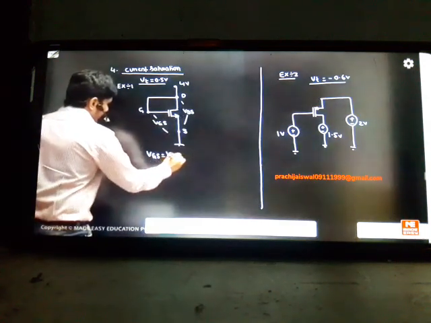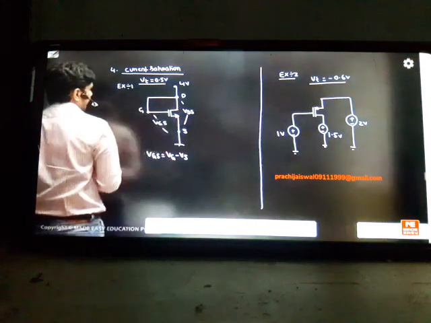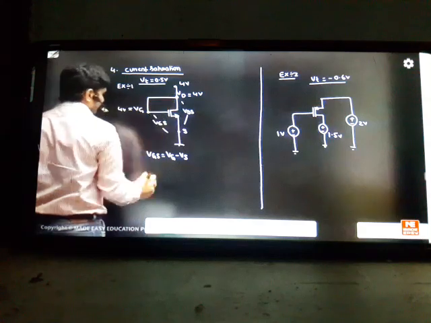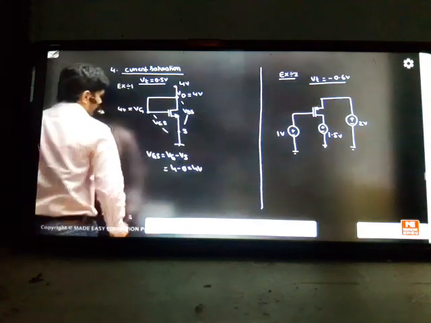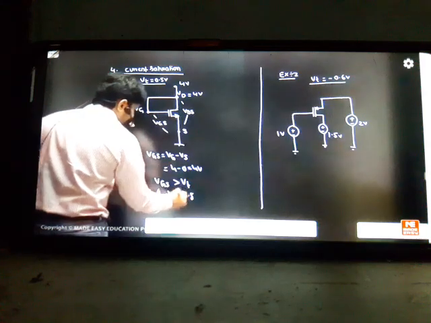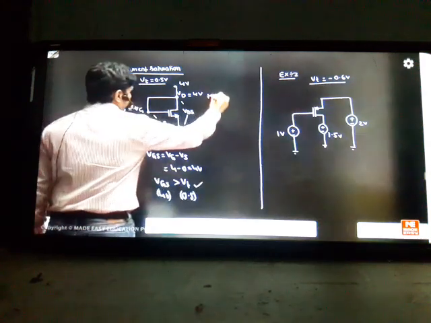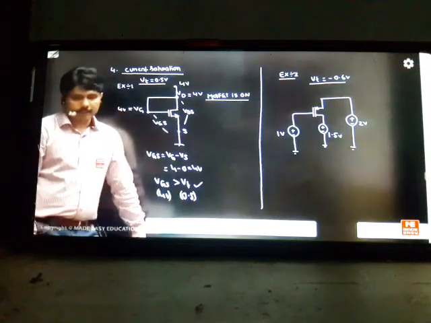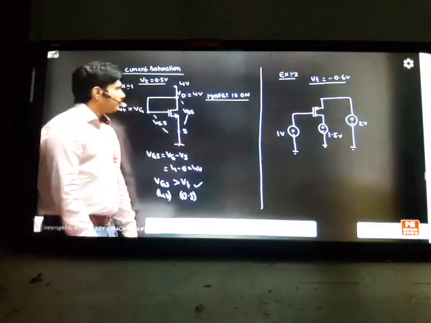VGS is equal to VG minus VS. How much is the drain voltage? It is the same as the gate voltage here. The drain voltage is 4, so the gate voltage is also 4 because it's a short circuit. So 4 minus 0 is 4 volts. So you can say that your VGS is greater than VT because VT is only 0.5. This is 4, and 4 is greater than 0.5. So you can say that the MOSFET is on in this case. First confirmation is over: MOSFET is on. But whether it is in triode or current saturation, we'll justify now.